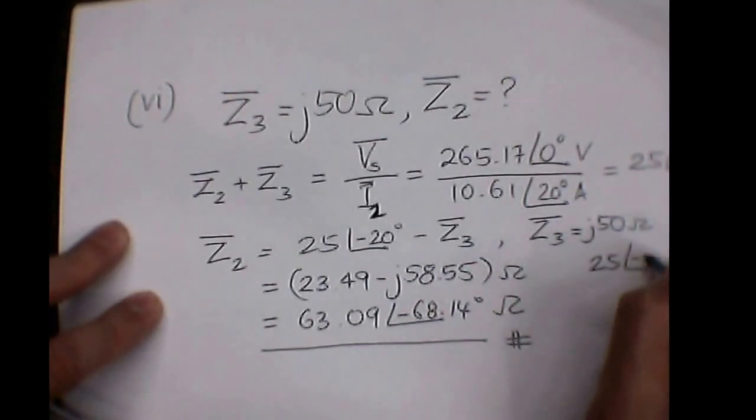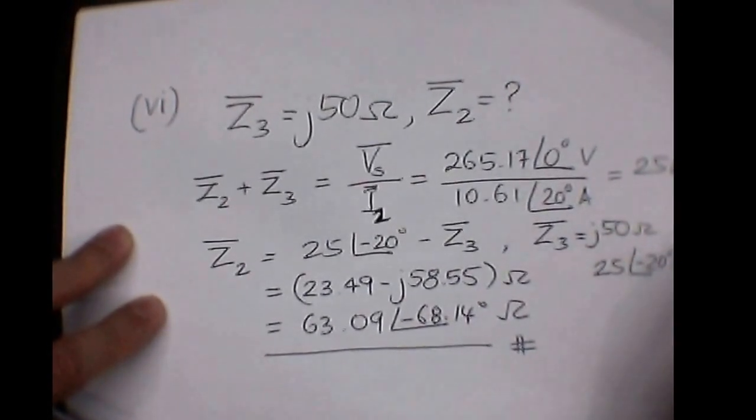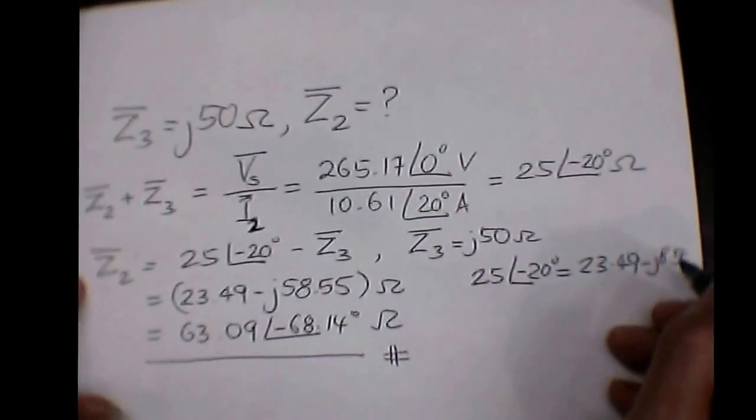25 at the angle of minus 20 degree being equal to 23.49 minus J 8.55.